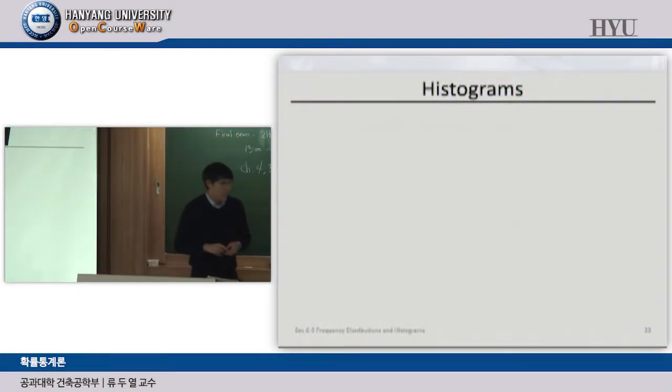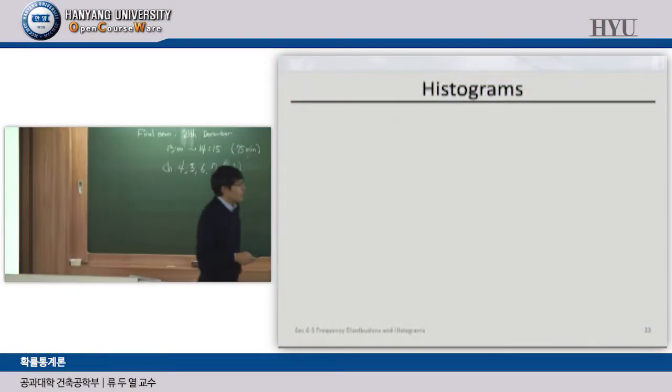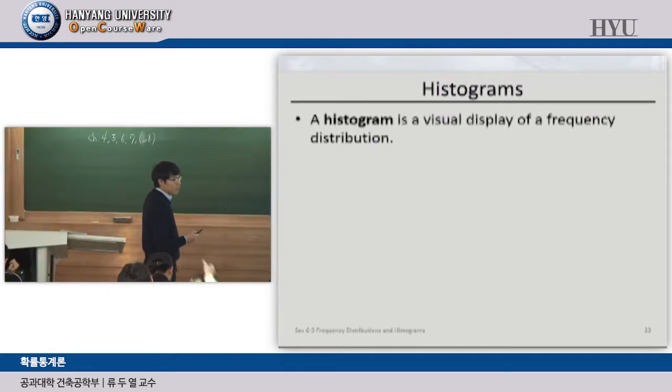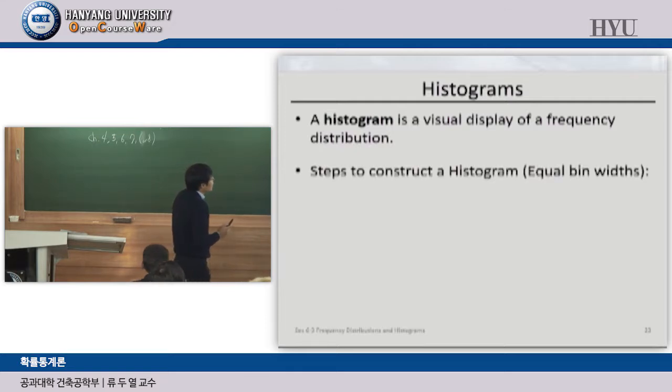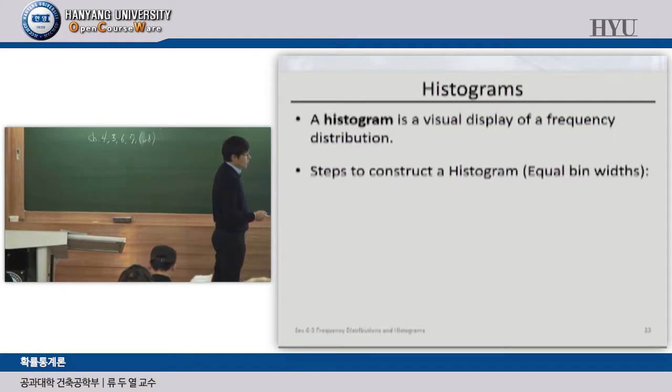And today we are going to discuss histograms. A histogram is a measure of a frequency distribution. We have learned about the frequency distribution in the previous class. And these are the steps to construct a histogram with equal bin width.